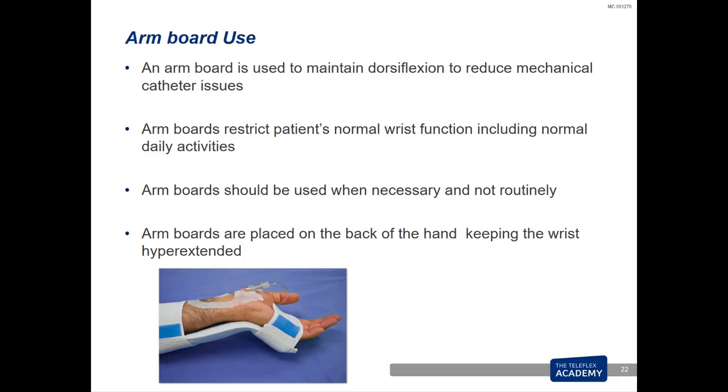Now think about your ICU patients and how many of your patients use arm boards today. Arm boards restrict patients' normal wrist function, including normal daily activities. And arm boards are widely used in patients where their arterial catheter is placed at the base of the thumb, where the thumb meets the wrist. Arm boards should be used when necessary and not routinely. Arm boards are placed on the back of the hand, keeping the wrist hyperextended.